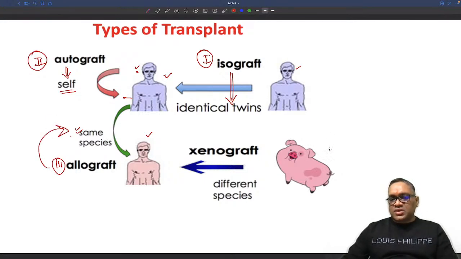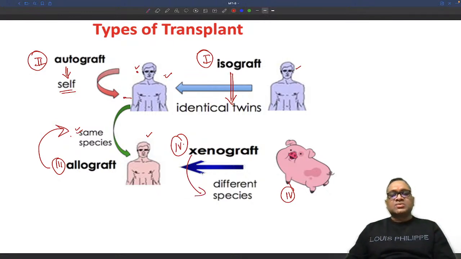And now you can see this is the cute pig, and if you are giving from the pig to this human being, that is called a xenograft, right? So this is a different species. So that fourth one, the xenograft, is from a different species. Now you understood this point. So these are the four types of transplant we have to keep in mind.